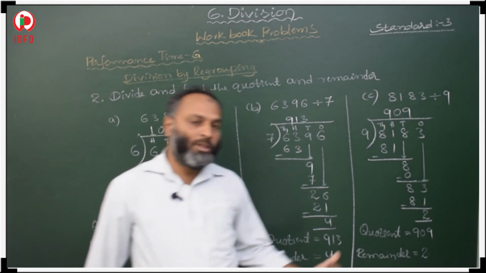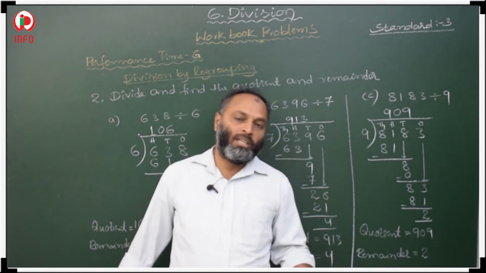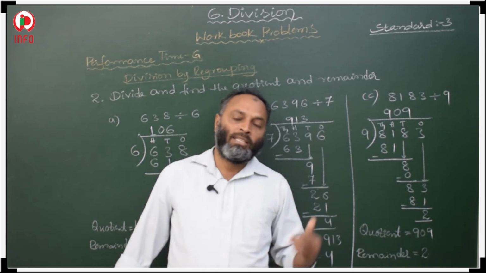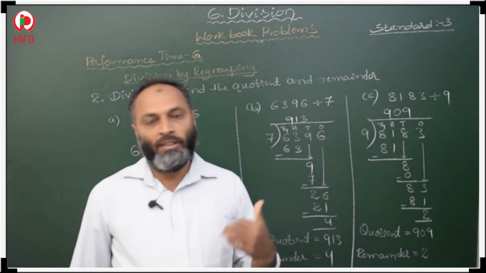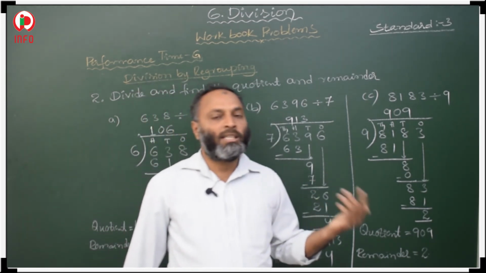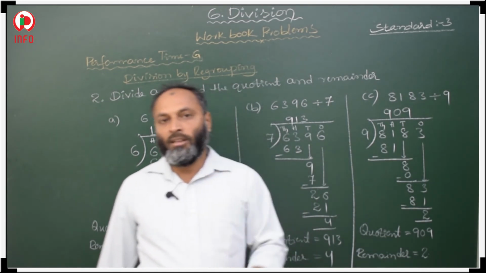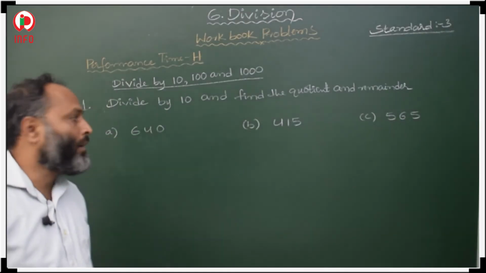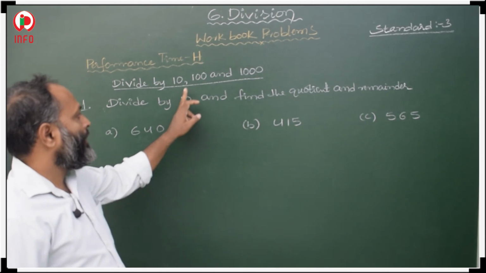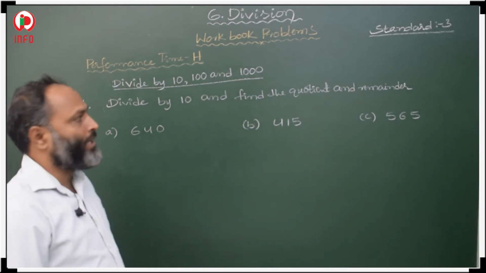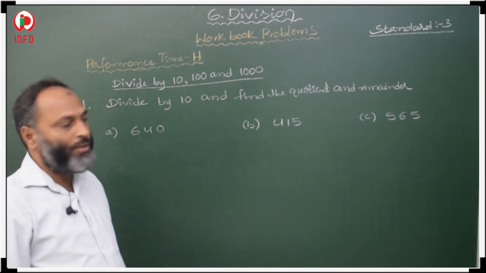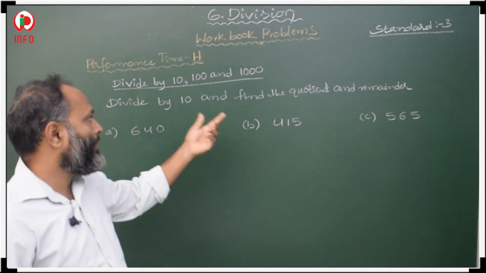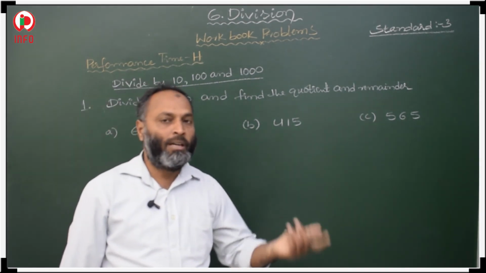So in this bit one more question is there. That bit is a similar question. In that you divide with the divisor and write your quotient and remainder, that is your home assignment. Okay. Here, divided by 10, 100 and 1000. So next, in performance time H, we have to divide the given numbers with 10, 100 and 1000.